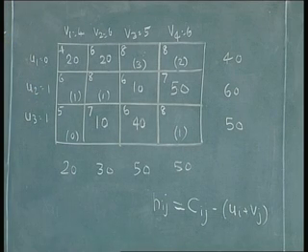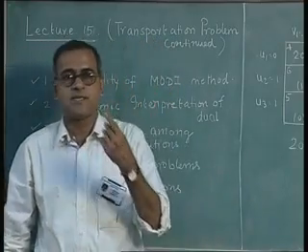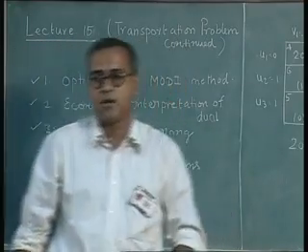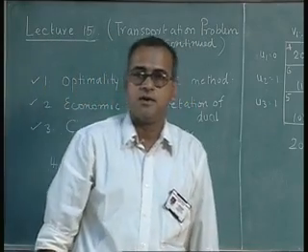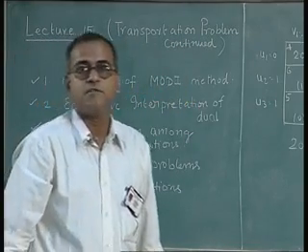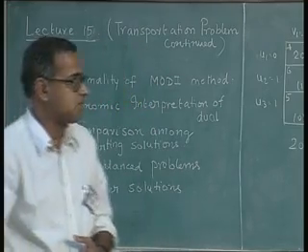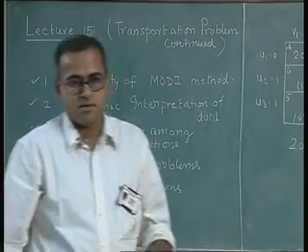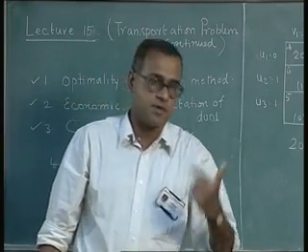Now let us also look at the third dimension. We said there are two basic steps in solving the transportation problem. One is to identify a basic feasible solution, and second is to get the optimum from the basic feasible solution. So when we identify the basic feasible solution, we looked at 3 methods: the northwest corner rule, the minimum cost method, and the Vogel's approximation method.